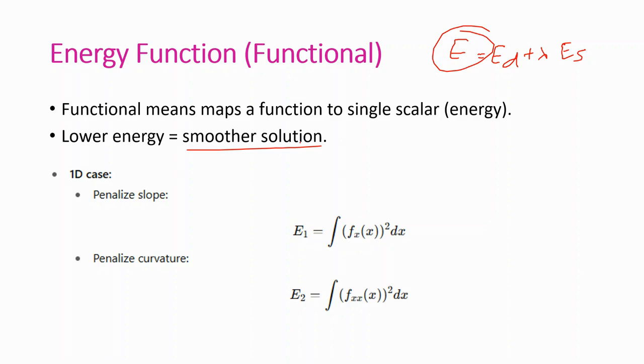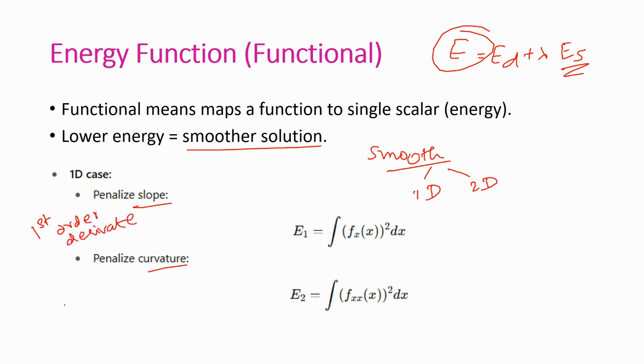Now first we are going to see about the smoothness term. In this slide we are going to see about the smoothness term, E_S. The smoothness is divided into 1D derivative as well as 2D derivative. In 1D derivative, we have two things: one is slope penalty, another one is curvature penalty. The slope penalty represents first order derivative, and the curvature penalty represents second order derivative.